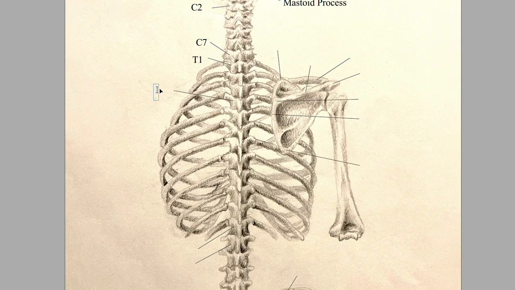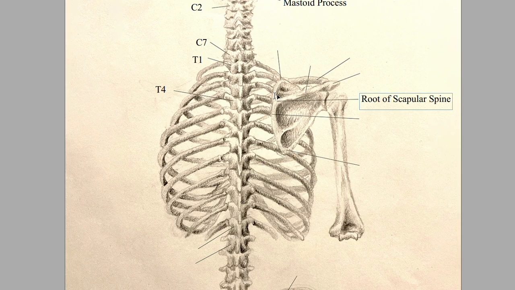Now, why is it that I highlighted T4? Why did we label that? Notice that T4 is at the same level as the root of the scapular spine. Remember, this is the scapular spine right here. T4 is at the same level as the root of the scapular spine, and you're going to see once we start adding the muscles here why that is a useful landmark to know.